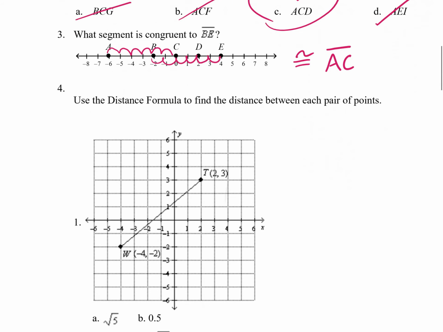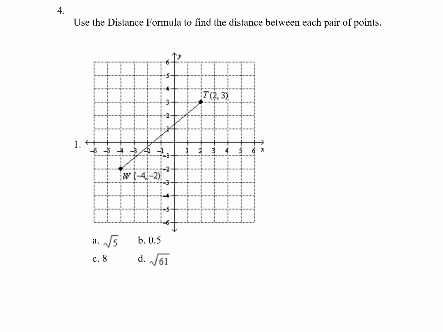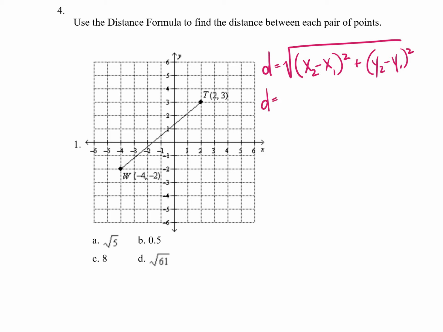All right, next one, we're going to use the distance formula to find the distance between these 2 points. On this one, you could have counted out your X and Y, or you could use your distance formula. So remember, distance equals square root of second X minus first X squared plus second Y minus first Y squared. Plug in the numbers. It doesn't matter which one's first and which one's second as long as you stay consistent. So I'll go ahead and label what we're going to do.